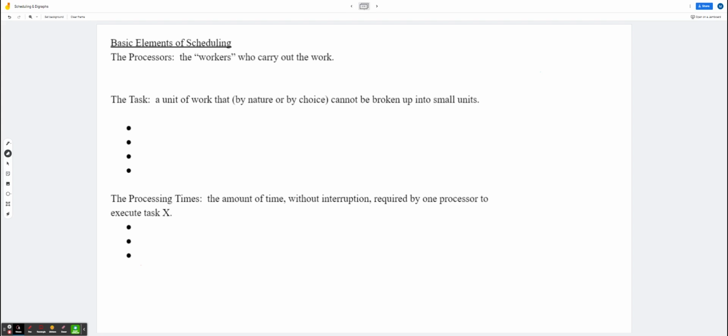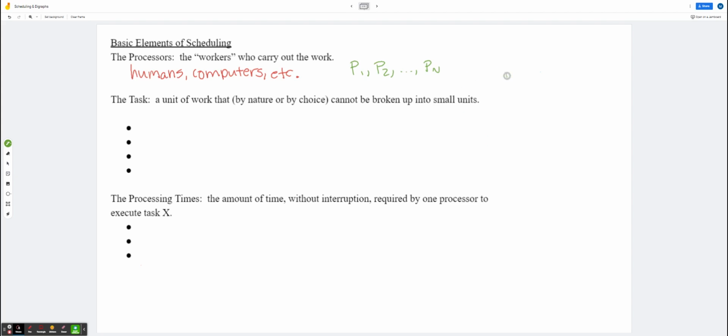So the first element of scheduling are the processors. The processors are workers who are going to carry out some task. And the workers could be humans, they could be computers, they could be robots, they could be any of those things. And when we talk about the processors, we are going to use the notation P1, P2, Pn to note our processors. So we would have n processors.